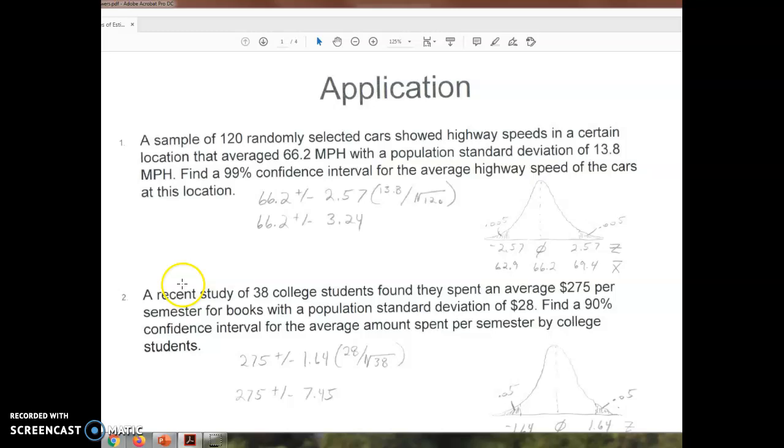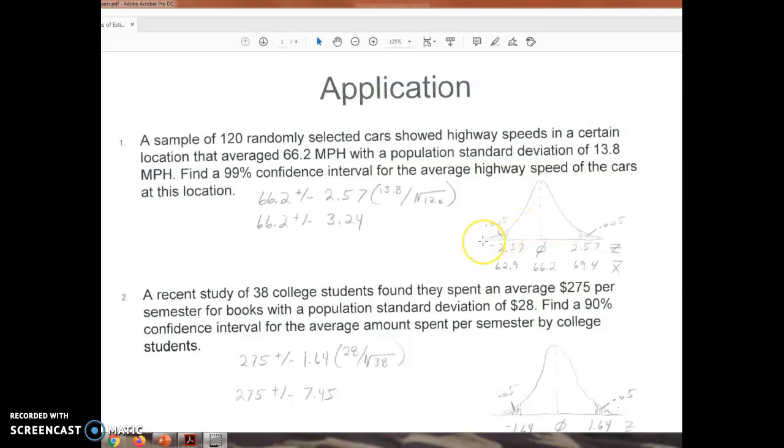So with that in mind, let's go back. Well, what is our sample mean? Well, it's 66.2. It says we sampled 120 randomly selected cars, and the average was 66.2. So we've got that. Plus or minus the z-score times the standard error. Well, the standard error is straightforward, right? You take the population standard deviation of 13.8, that's our numerator, divided by the square root of our sample size, which is 120. So we got that. But where did we get this 2.57?